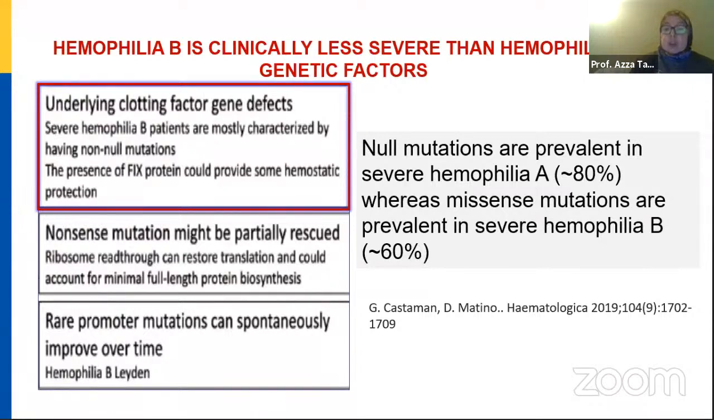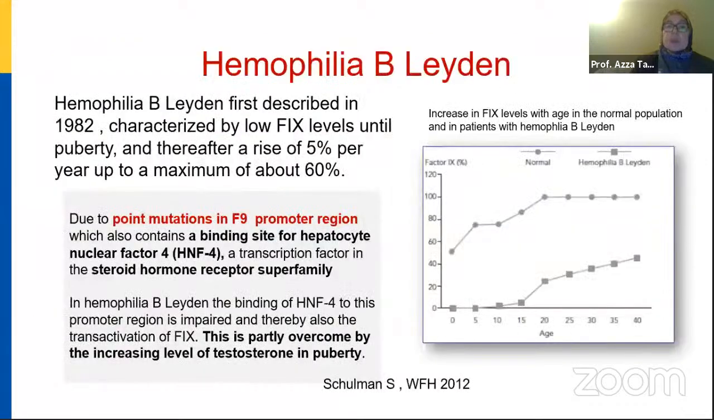This is called hemophilia B-Leiden. Hemophilia B-Leiden was described in 1982. There are low factor IX levels until puberty, and then a rise of 5% per year up to a maximum at about 60 years. If you look at this figure, sorry, I cannot work the annotation, it will disturb everything. Normally with age, the factor IX level increases with age.